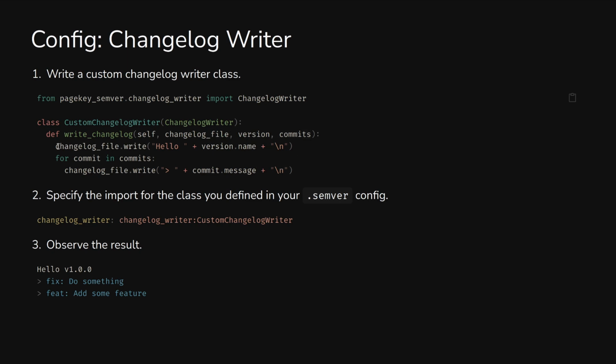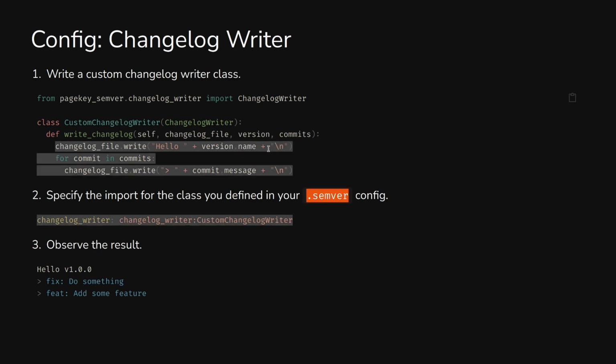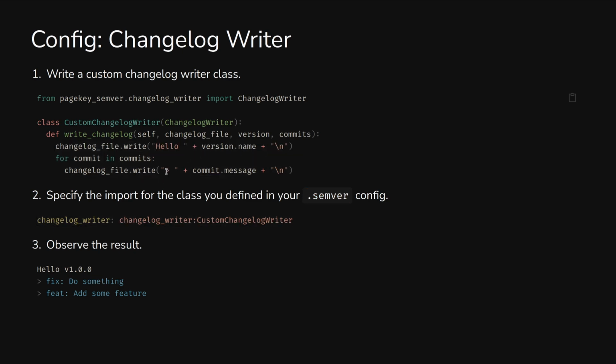So in this case, if you want to just say hello to the version and then have a list of, or whatever this is, tilde in front of each commit message, you can do that and you will see this result. But you just have to specify the path to the changelog writer as a Python import, and then the colon indicates inside of that module.